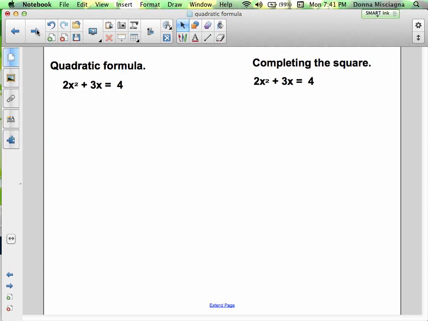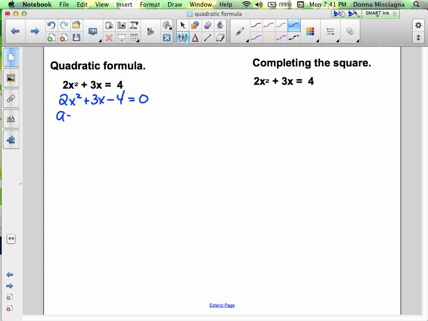Here we have this one: 2x squared plus 3x equals 4. Well, we're not in standard form, so we're going to have to subtract 4 from both sides. So over here we have 2x squared plus 3x minus 4 equals 0. Now a is 2. Oops, I said 2, why am I writing a 1? A is 2, b is 3, and c is negative 4.